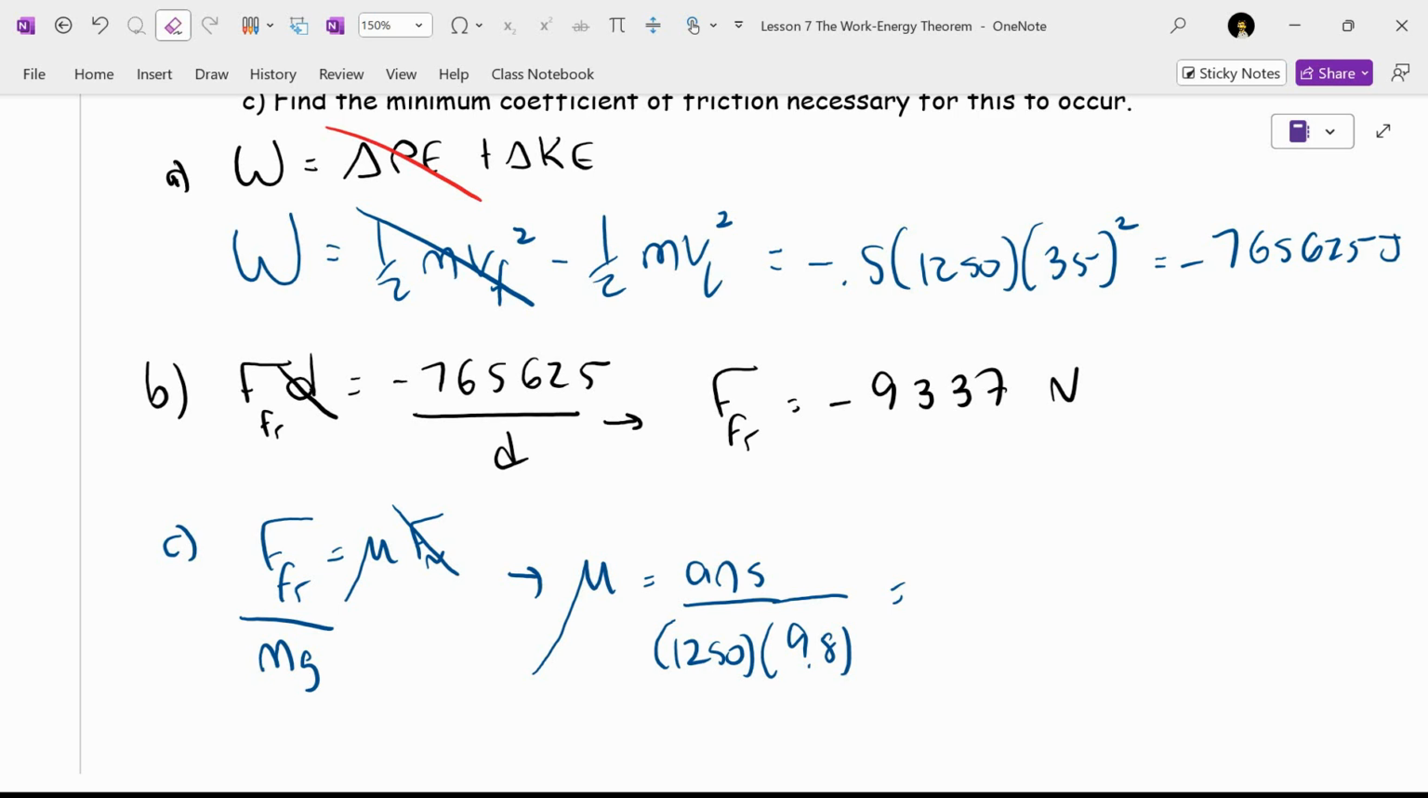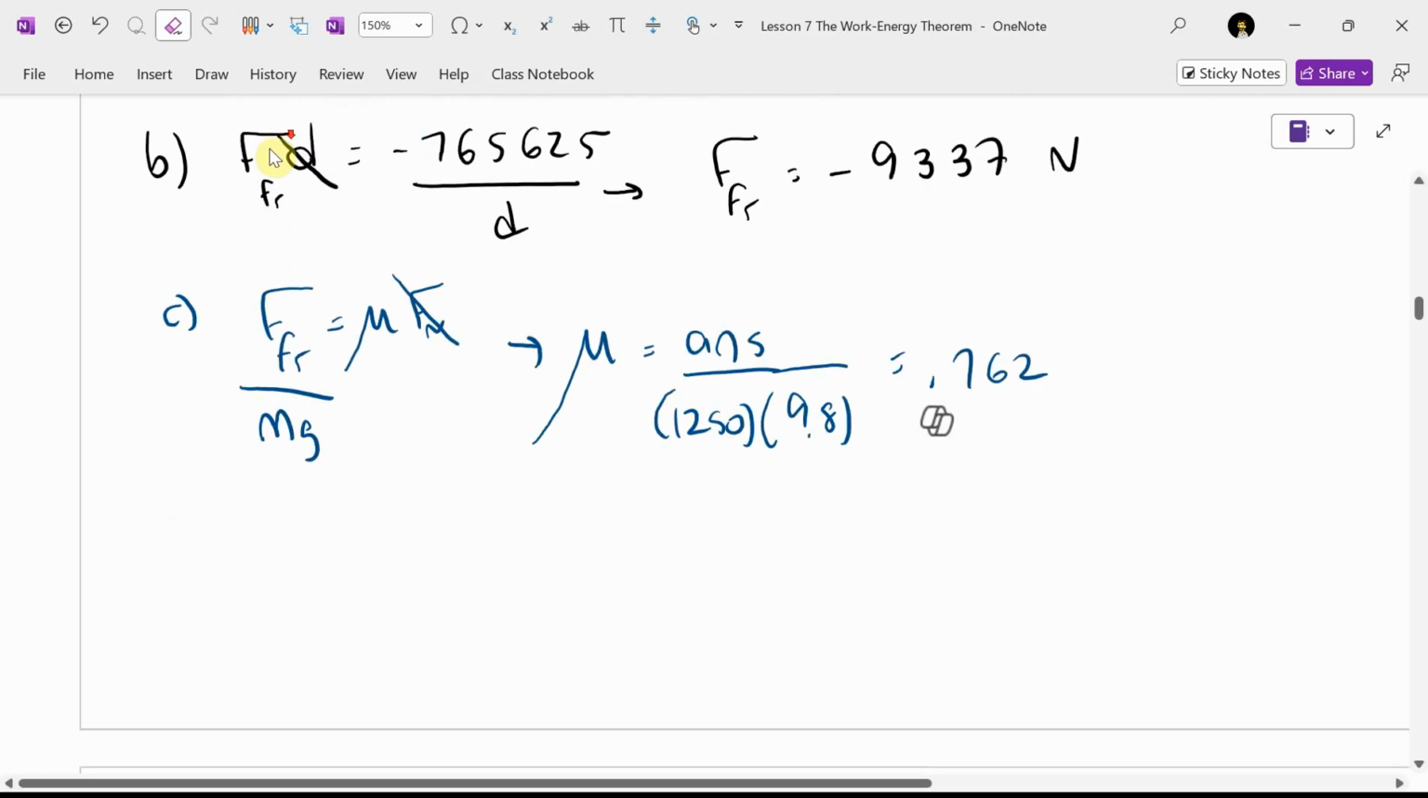I'm going to ignore the negative. It's on my calculator, but the coefficient of friction can't be negative. 0.3 sig figs. Point what? 0.762? Units. Nothing. Yeah, coefficient of friction has no units. Okay. That was kind of the teaser. I like example 4.